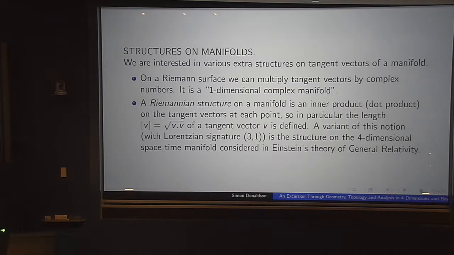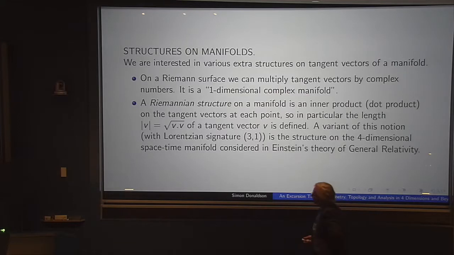Another kind of structure we want to talk about is a Riemannian structure, which is given by giving an inner product or dot product on the tangent vectors at each point. Just like we can take the inner product of two vectors in R3, on a manifold with a Riemannian structure, we have a way of taking the inner product of any tangent vectors. In particular, taking the square root of the inner product of a vector v with itself gives a notion of the length of the tangent vector.